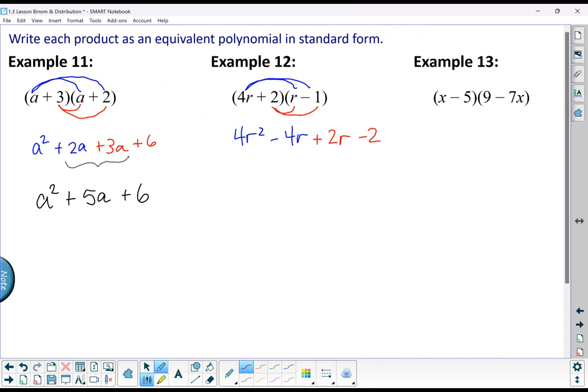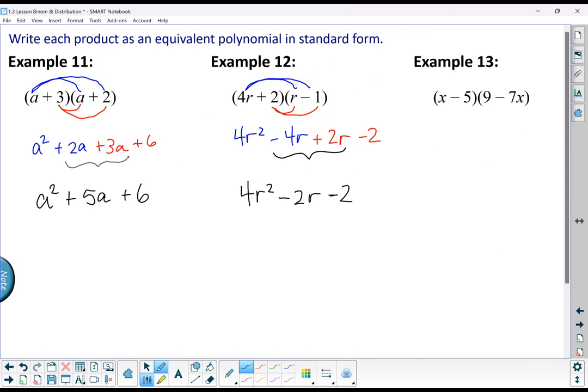I have my 4 terms written out, and I look for ones that can combine. It's often the middle two, but not always. And I can combine that negative 4r with the 2r. So my final answer starts with that 4r squared. I've got the negative 4r combining with the positive 2r to give me a negative 2r. And then I've got the constant negative 2.